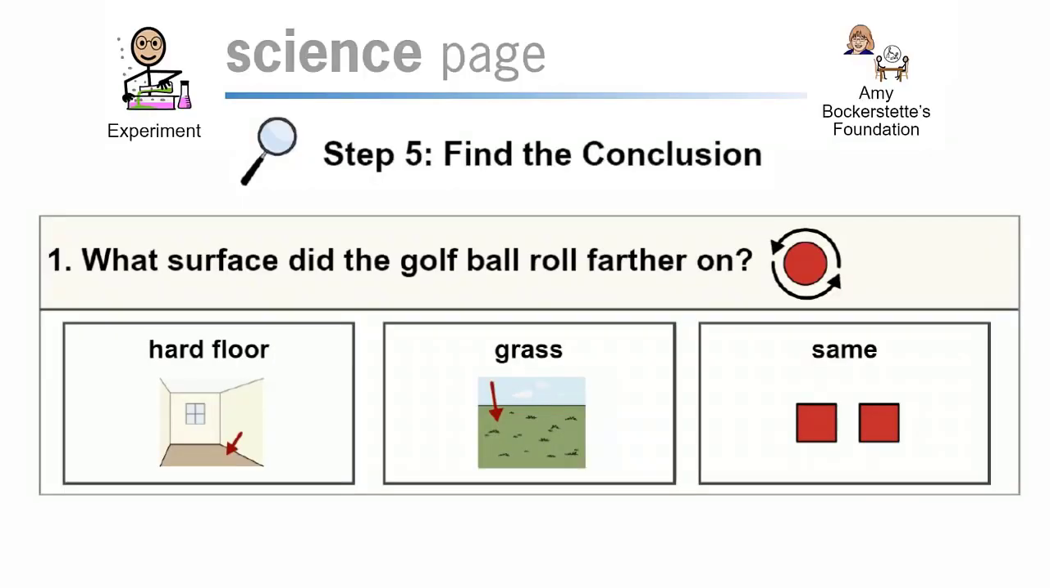So what did we learn during this experiment? What surface did the golf ball roll farther on? Did it roll farther on the hard floor? Did it roll farther on the grass? Or did it roll about the same? Now, for my golf balls, they rolled a lot farther on the hard floor. They would have just kept on rolling until sooner or later they would have slowed down, maybe hit something.